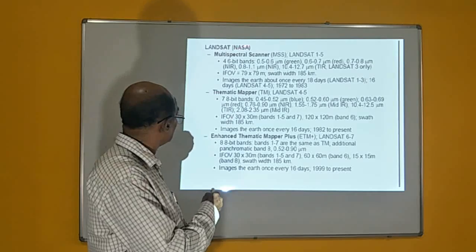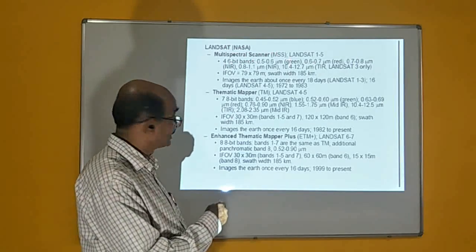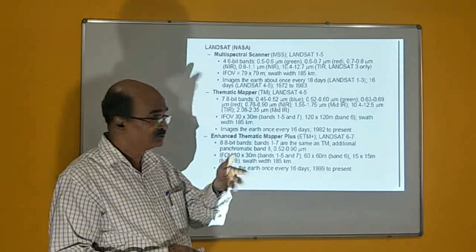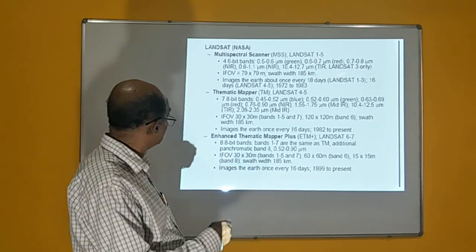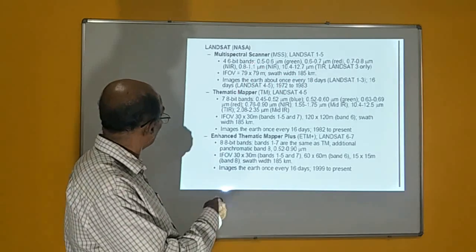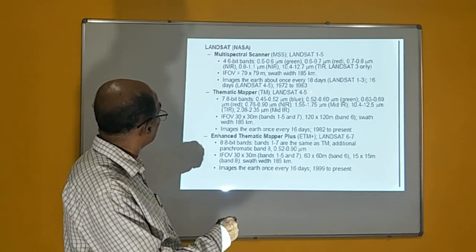So here, just now I said about the Landsat program. Landsat 1, 2, 3 carried the multispectral scanner and Return Beam Vidicon sensors. These were the multispectral sensors that collected the data. These are some of the specifications of Landsat MSS. It is a multispectral sensor. Then we have the thematic mapper.